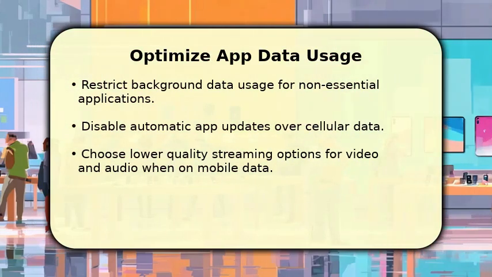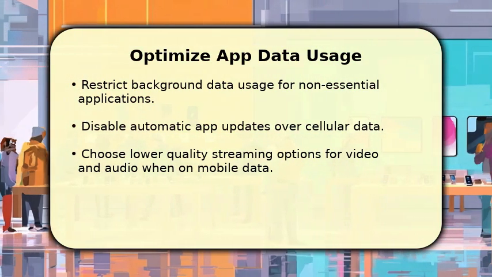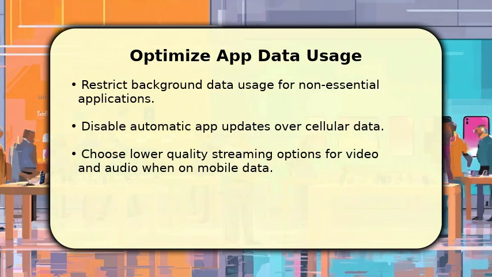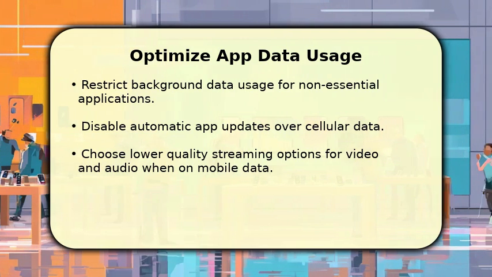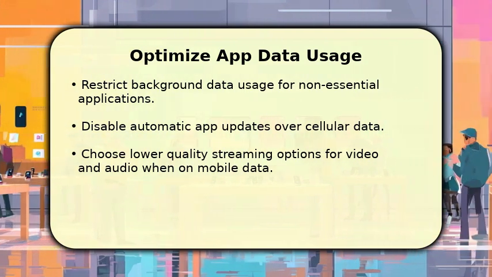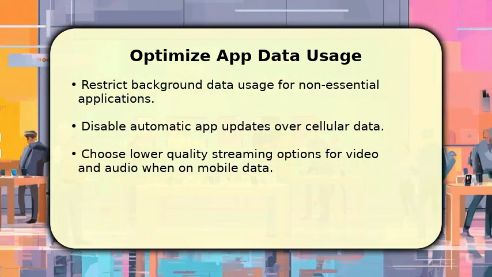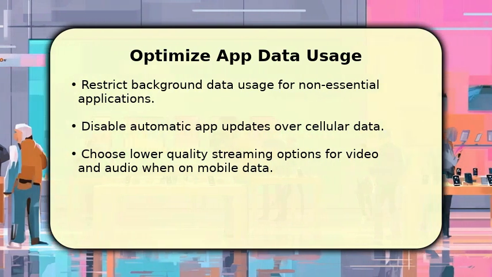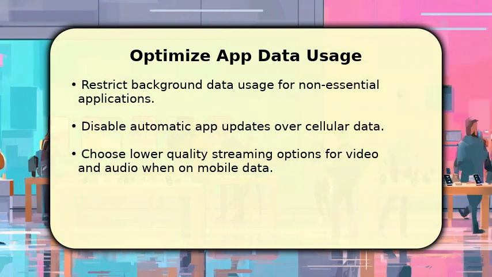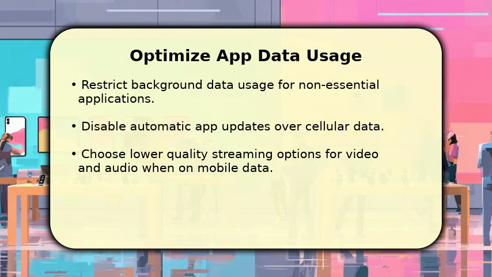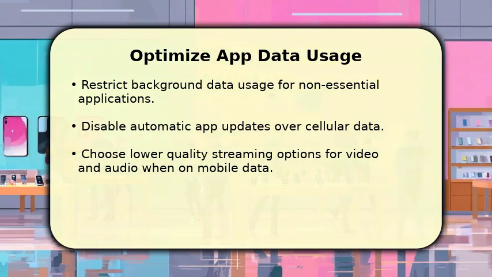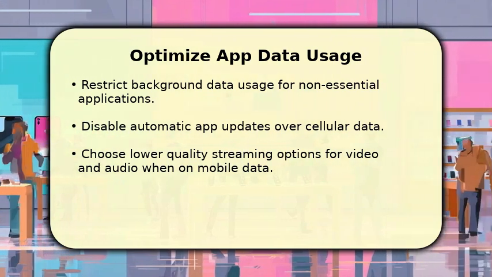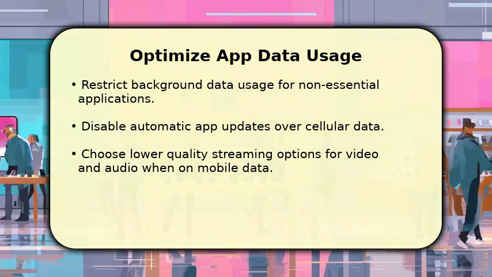Managing your applications effectively is crucial for data conservation. Go into your phone settings and restrict background data for apps that don't need constant internet access. Also, ensure automatic app updates are set to Wi-Fi only, preventing large downloads over your mobile data plan. When streaming video or audio, opt for lower quality settings. This small adjustment can drastically reduce the amount of data consumed, saving you valuable megabytes.